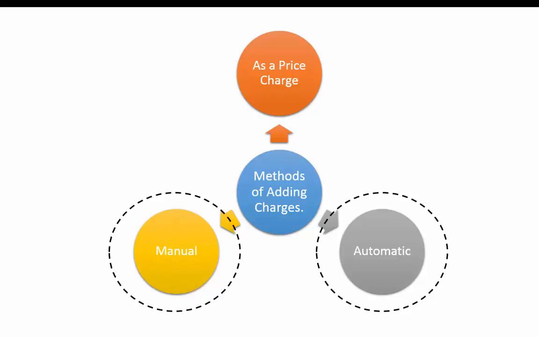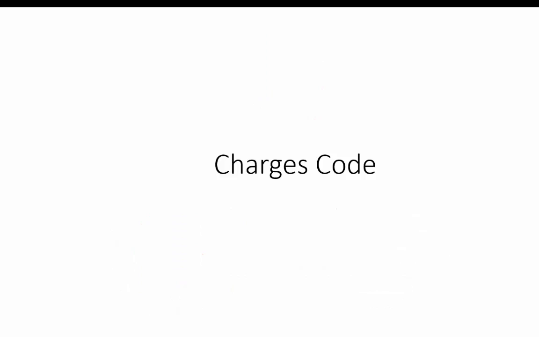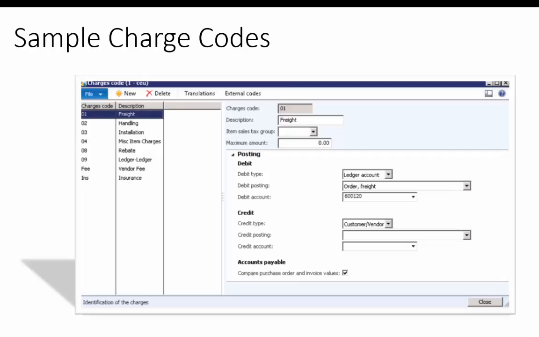However, to add manual and automatic charges, when we create a sales or a purchase order, we must set up the charge codes. The charge codes are used to specify the kind of charge and how the charge is debited and credited. Let us first understand what is the charge code and how to create and set up in the system. For example, insurance charge, packing charge, installation charge, etc. Basically, it tells the type of charge being applied on the sales order and purchase order.